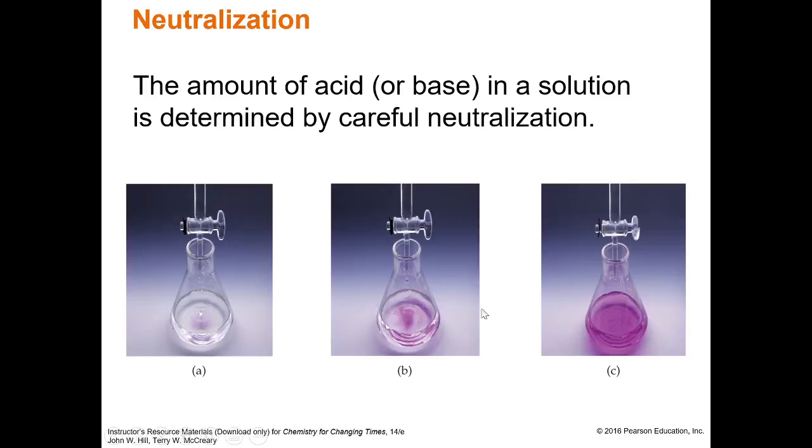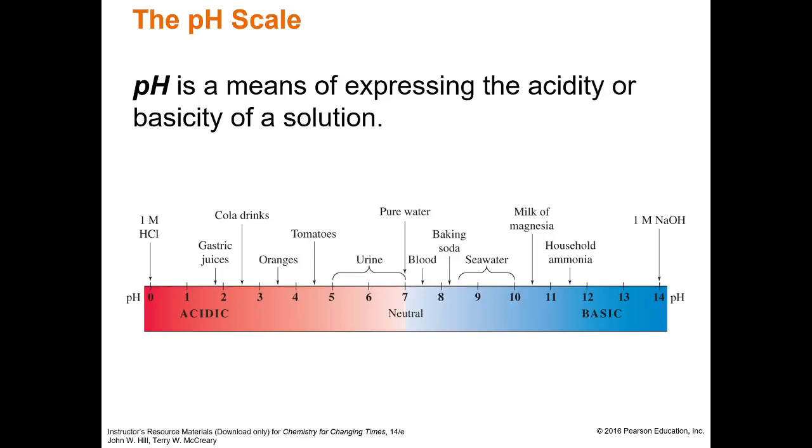And so eventually you make this overall solution basic, and that's what you're seeing right here. And our indicator, which is that dye that turns color, will turn that color of pink. And that's called phenolphthalein, if you're curious. So the pH scale, you've probably all seen or heard of the pH scale. pH is a means of expressing the acidity or basicity of a solution.